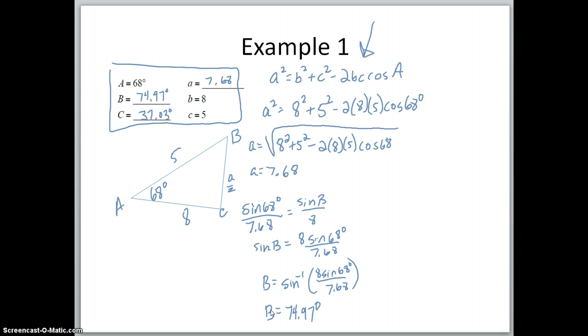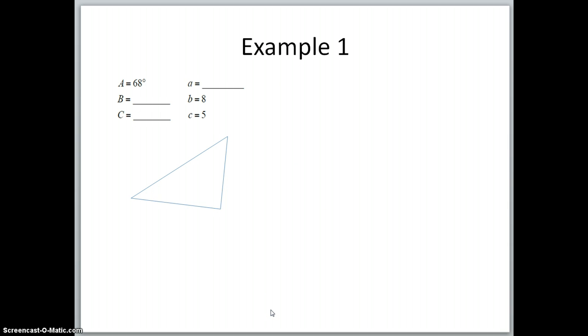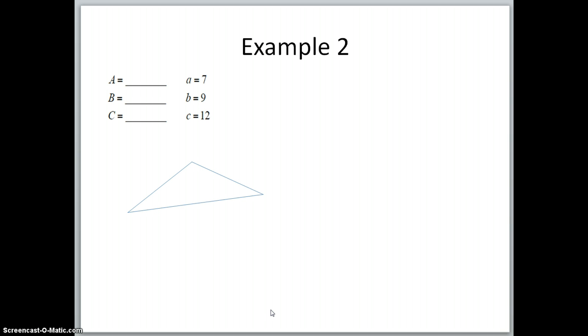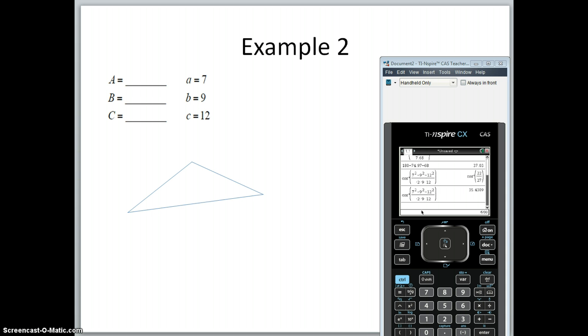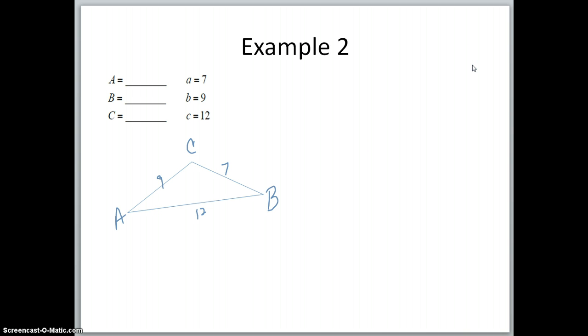So let's take a look at one more example. And in the next example, we have a side-side-side situation. So what we're going to have to do in this case is label these real quick, A, B, C. We're going to have to find the angles because we know all the sides, but we don't know the angles. So in this situation, we're going to want to start with the largest angle. We always want to find the largest angle with cosine.